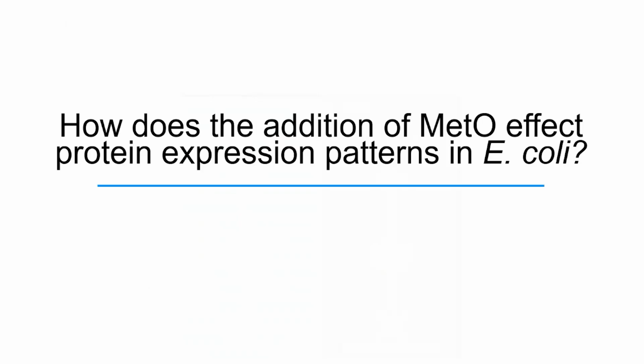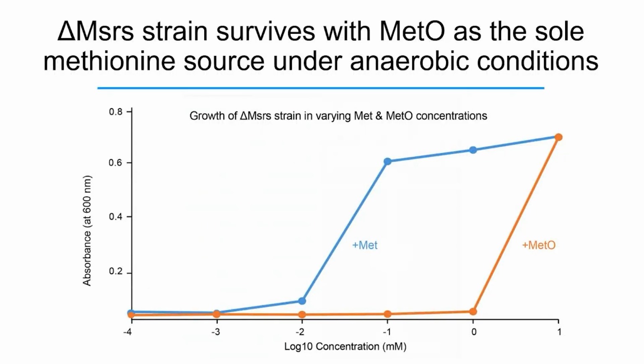And I have this other side project that came out of all the data that we collected from these experiments. We just want to see, when we're adding Met-O into the media for these cells, what that's doing to the cells and how that changes protein expression patterns in E. coli. This is grown in a different condition from those last experiments. What we noticed was that in anaerobic conditions, or slightly more anaerobic conditions, we grew this MSR mutant E. coli strain in different concentrations of Met or methionine sulfoxide. And you can see that this is a log 10 scale, so this is actually 10 millimolar.